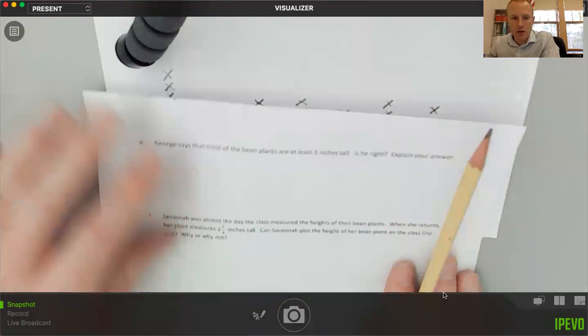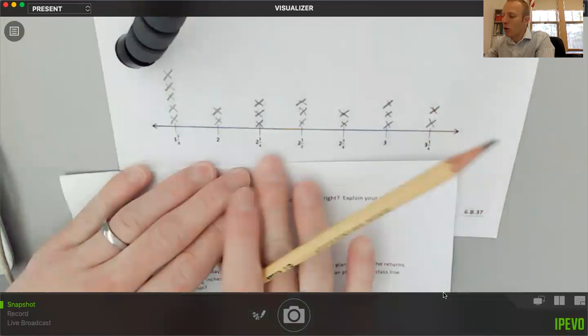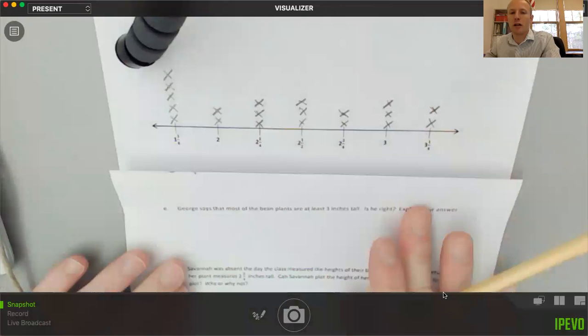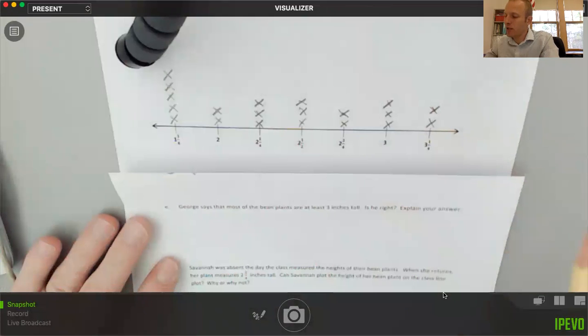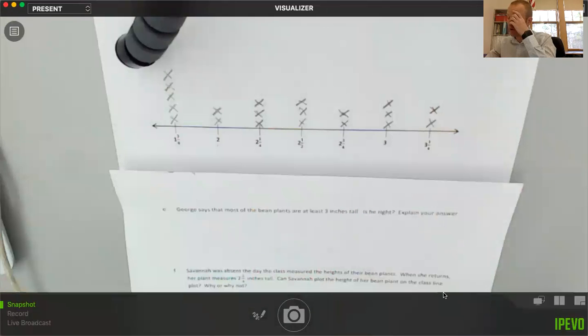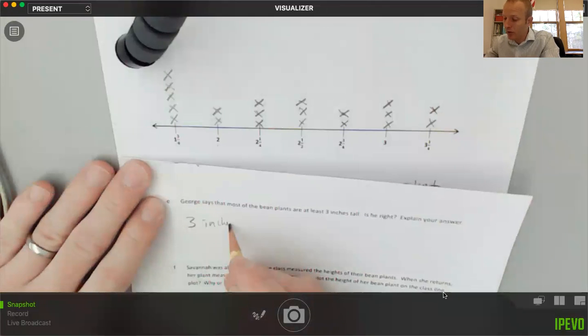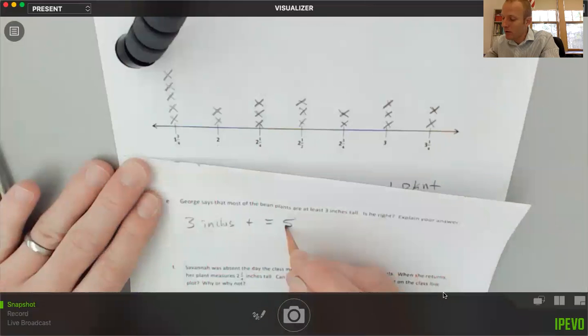Okay. George says that most of the bean plants are at least 3 inches tall. Is he right? Explain your answer. So for something to be the most, it has to be more than half. So he says more than half of the plants are 3 inches tall or taller. So 3 inches tall, 3 inches plus equals 5 plants.